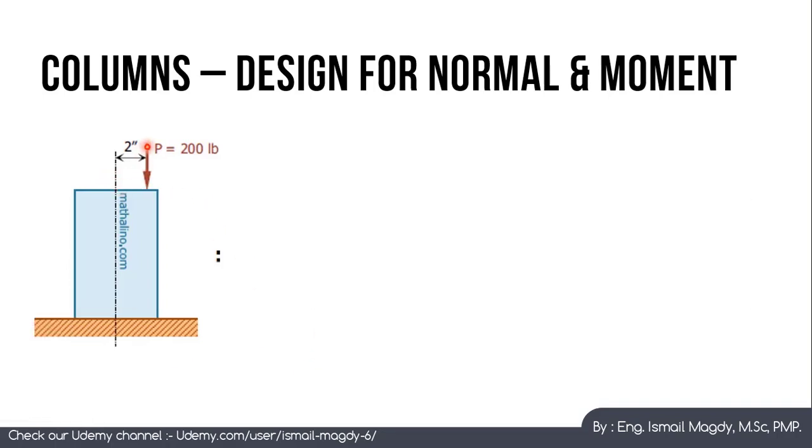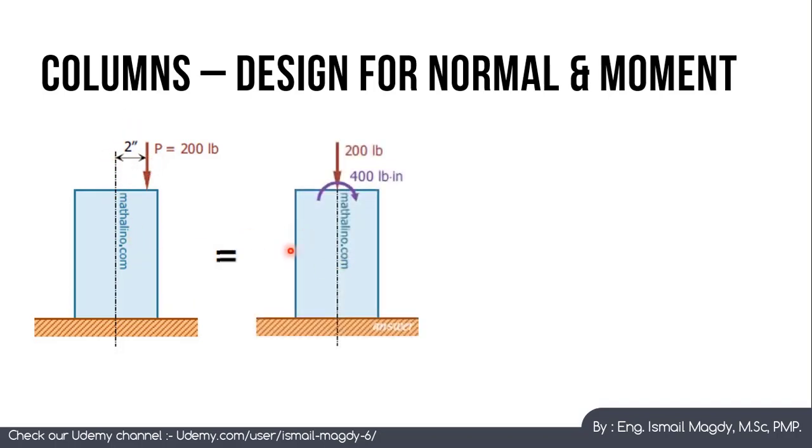If you look here, if this force coming from the column above is not exactly in the center of the column, let's say we have 2 inches of eccentricity between the center of the column and the center of the column from above, this means that this column is actually going to have this normal force in addition to a moment that equals this load multiplied by the eccentricity. So in this case, this column is going to be under normal force and moment, not only a normal force.